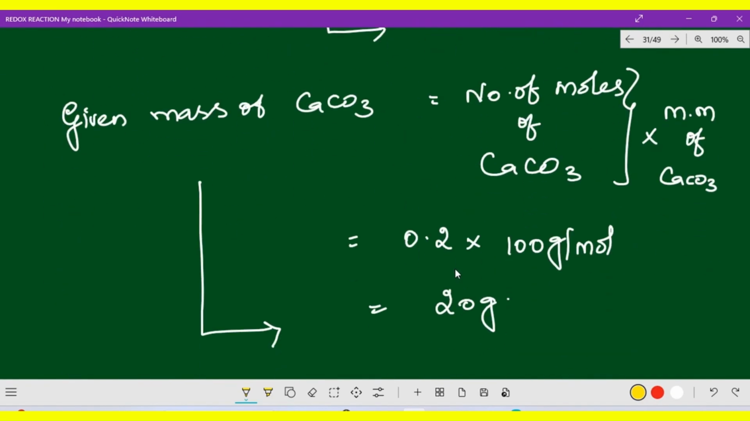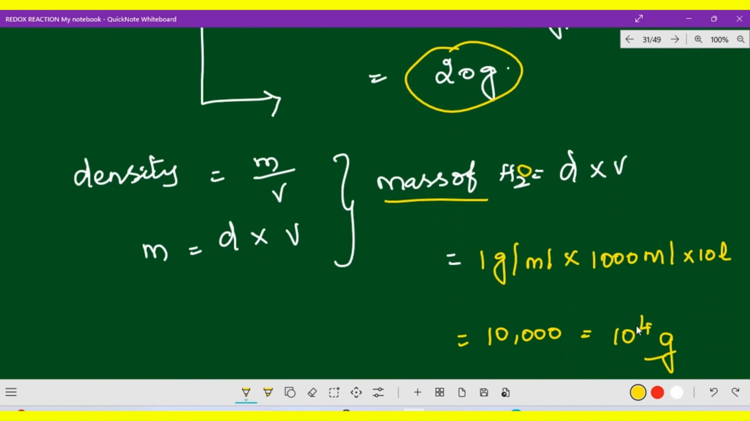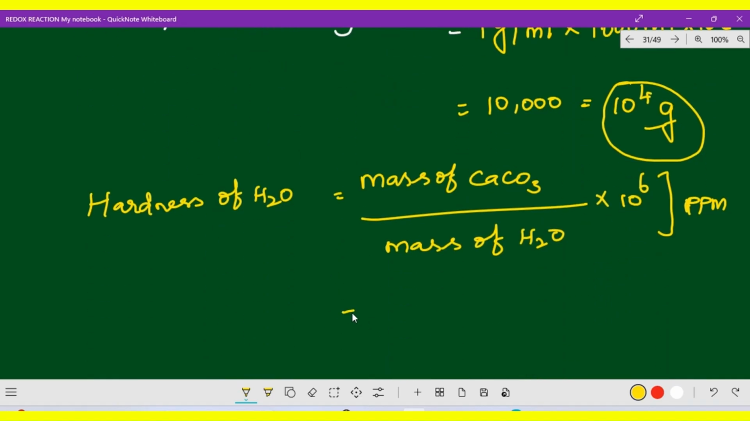Mass of water, how much? Mass of calcium carbonate, how much? Mass of calcium carbonate is 20. Mass of water is 10 to the power of 4 grams, into 10 to the power of 6. Okay, so let us apply the values here. 20 gram divided by 10 to the power of 4 gram into 10 to the power of 6 parts per million, right?